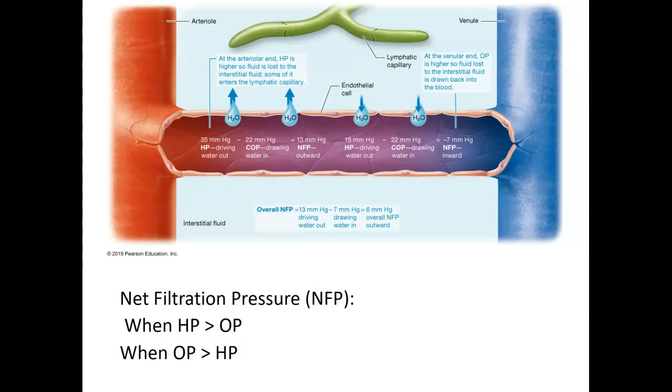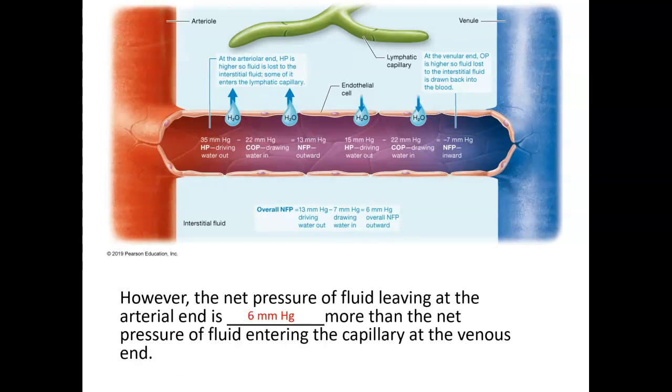So again, when we look at our net filtration pressure, anytime hydrostatic is greater than osmotic, we said materials leave, and so they leave on the arterial end. And anytime osmotic is greater than hydrostatic, molecules and materials come back in. However, we know that we have a net pressure, right, the difference of about 13 favoring filtration, but we only have a pressure of 7 pulling material back in. So what that means, right, it's 6 millimeters more.